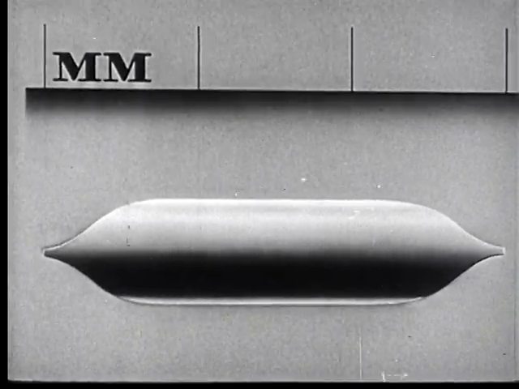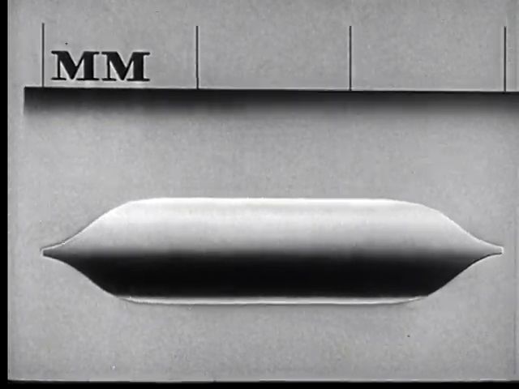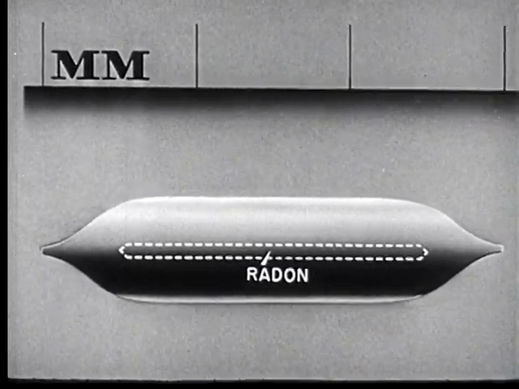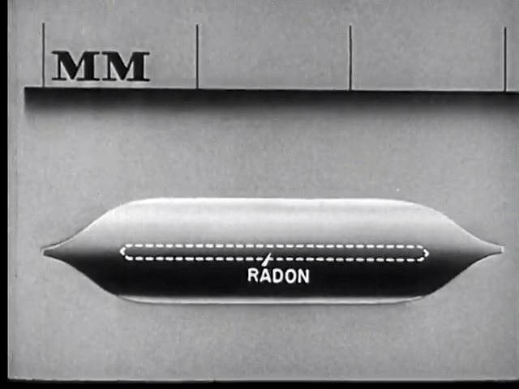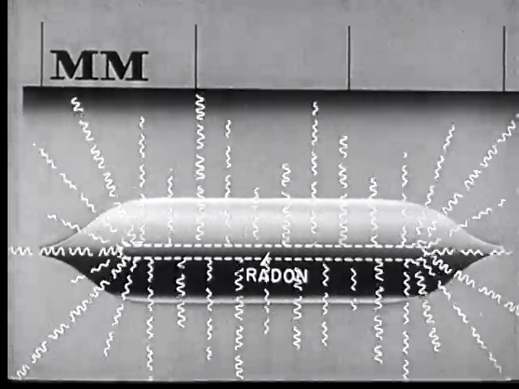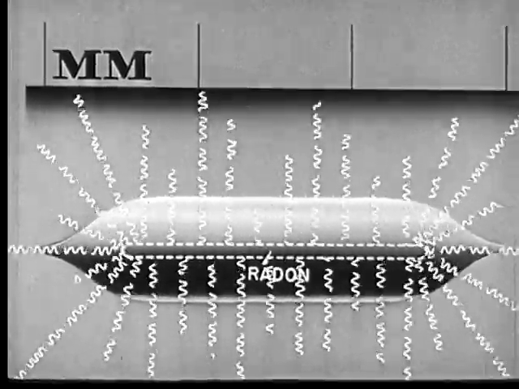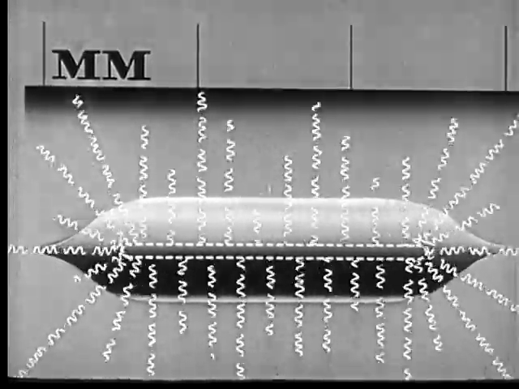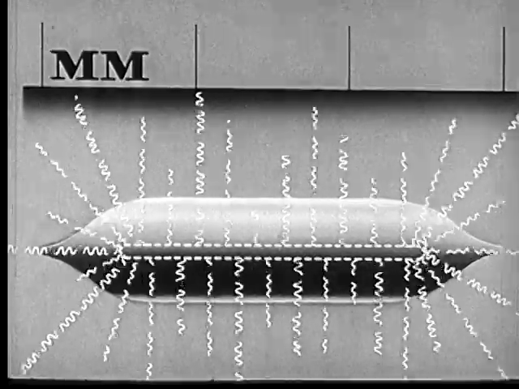A radon seed is a tiny gold capsule in which a gas called radon is sealed. The gas comes from radium and is radioactive. Radiations from the gas have the same effect upon malignant tissue as X-ray radiations, but a radon seed can be implanted inside the tissue.